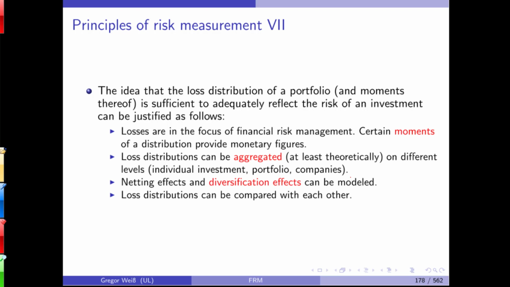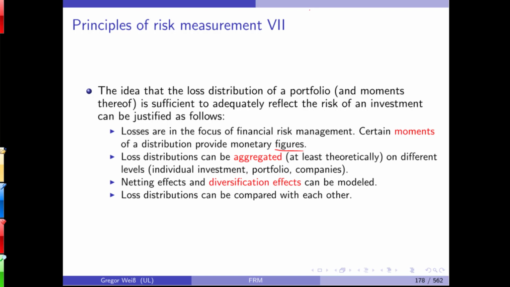So the idea of using a loss distribution and moments thereof is sufficient to adequately reflect the risk of an investment can be justified as follows. First of all, moments of statistical loss distributions give you metrics in monetary units. Those are monetary figures, and that's good because we can do risk allocation and risk capital allocation with this. You can aggregate loss distributions.